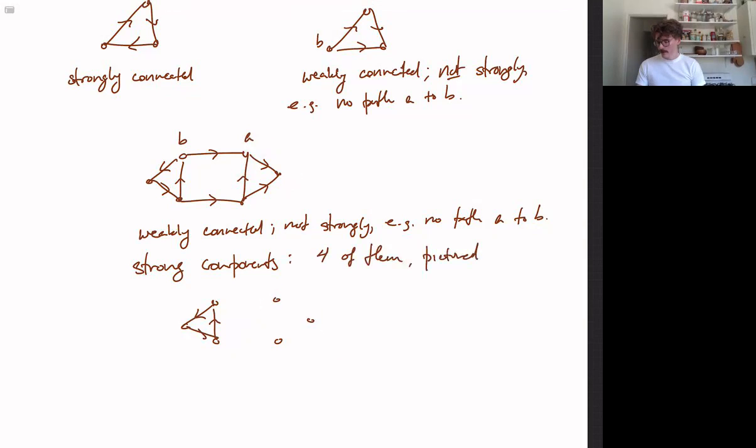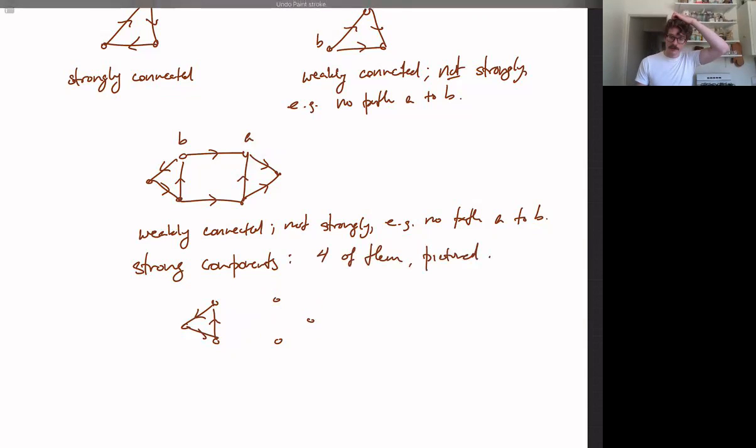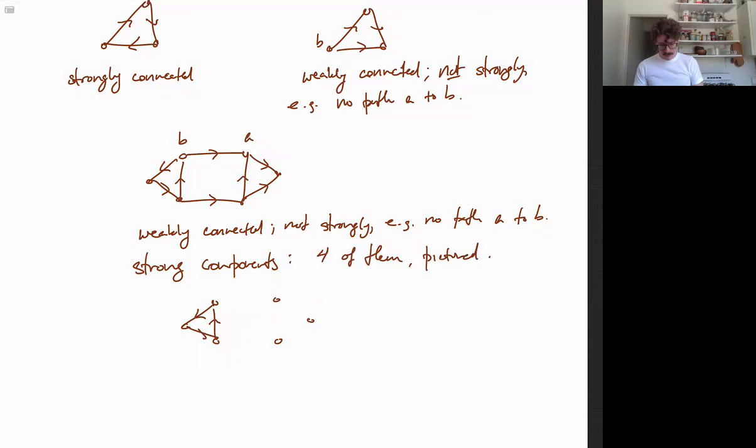As we have drawn here, this triangle is a strongly connected component, and each of these vertices by itself is a strong component. So you can see that detecting strong components rather than weak components is much harder to see from the graph alone. It depends very much on the directions of the edges.